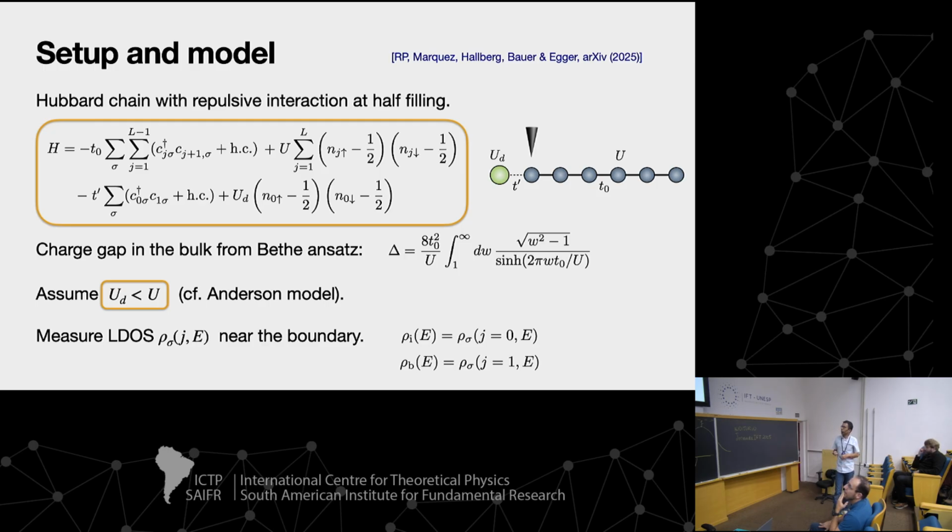And then we measure the local density of states near the boundary, in particular the impurity site, j equals 0, or the first site at the boundary of the chain, j equals 1.